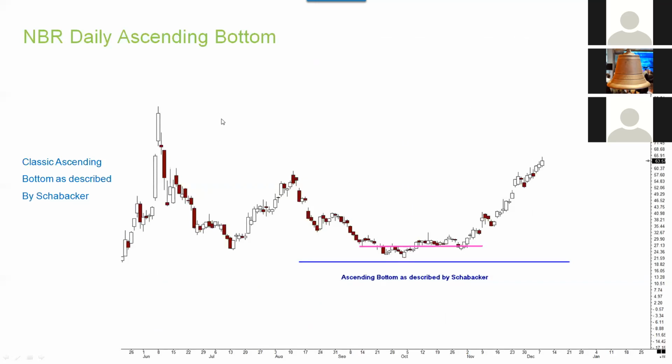This is a chart of NBR. This is almost identical to what we just looked at from the 1938 chart of that ascending bottom as described by Shebacher. I'm sorry I did not update this. This was back in December. This actually was one that I had in my weekly newsletter, my video subscription, where I do some different pattern setups and analysis for everybody. But now it's at 117. So definitely that has had an expansive move to the upside.